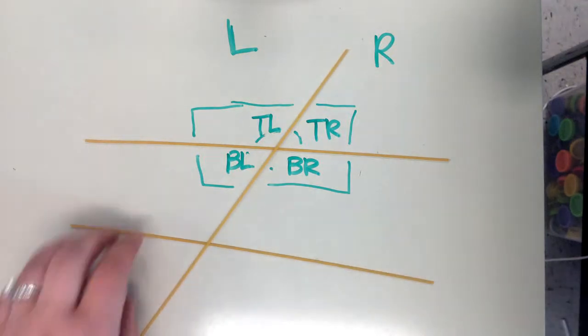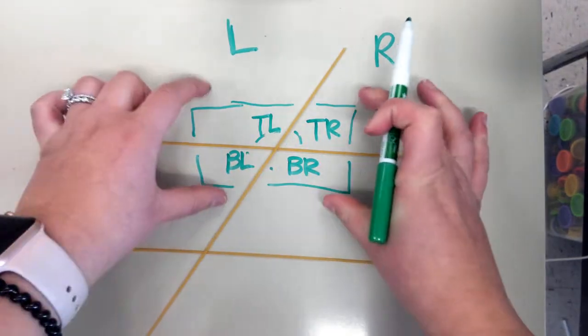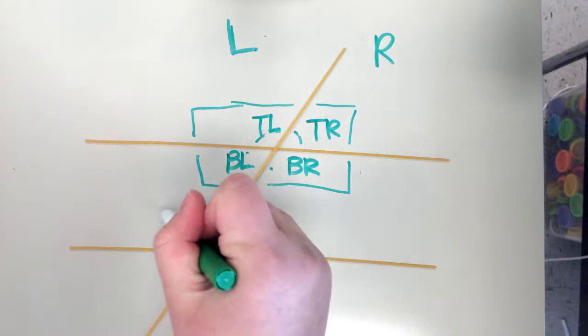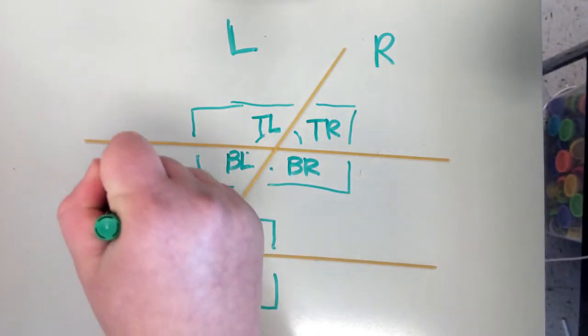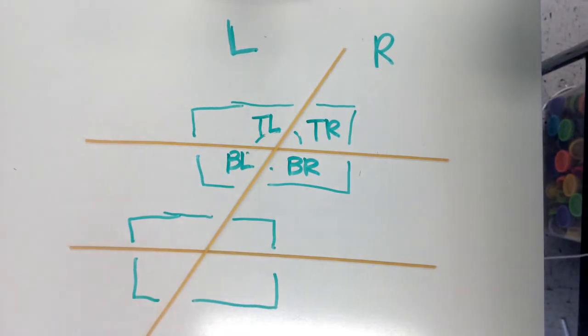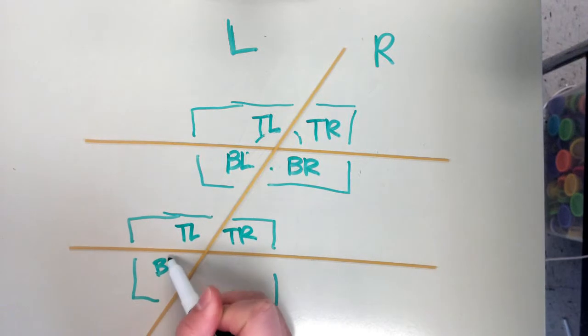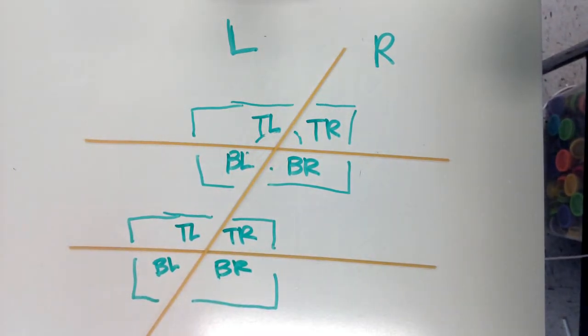But I've also got another set. It's like I took this, I cut it out, and I'm copying and pasting the same thing down here. I've got this same angle relationship happening right here, same exact thing. So again, I'm going to label TL, TR, BL, BR. And again, that stands for top left, top right, bottom left, bottom right. So when we're talking about corresponding angles, that means that they are in the exact same position.